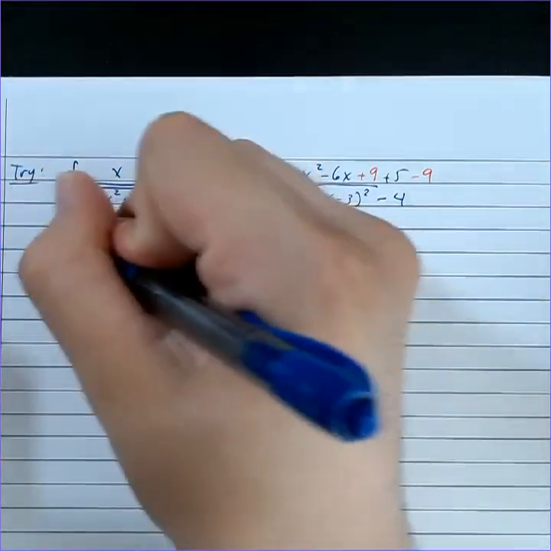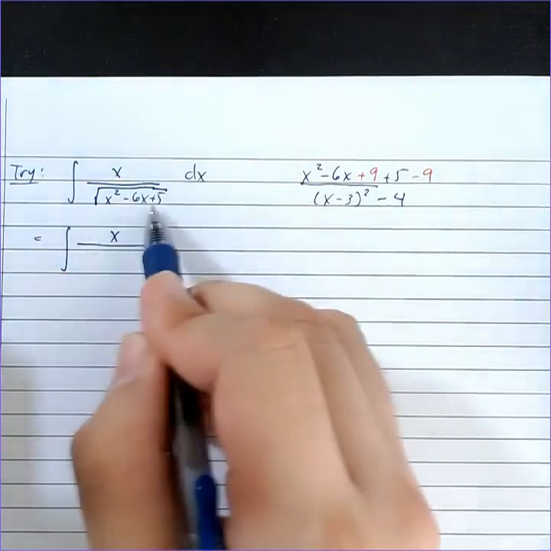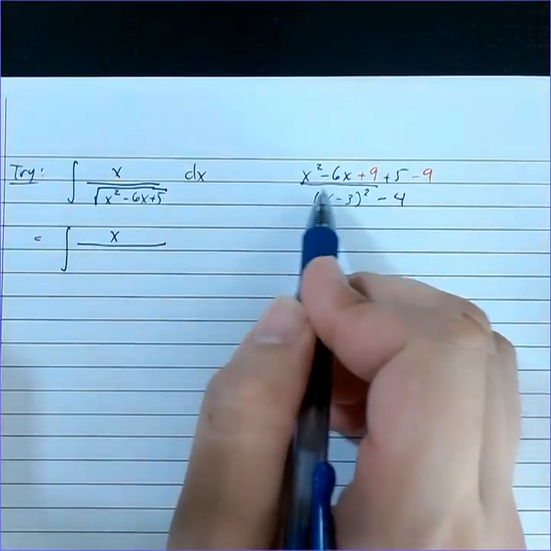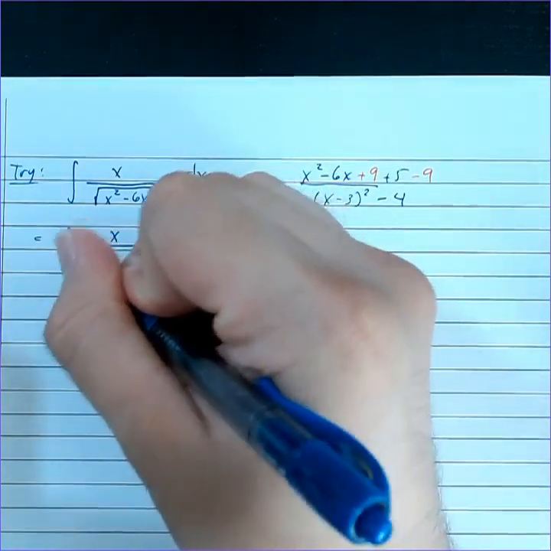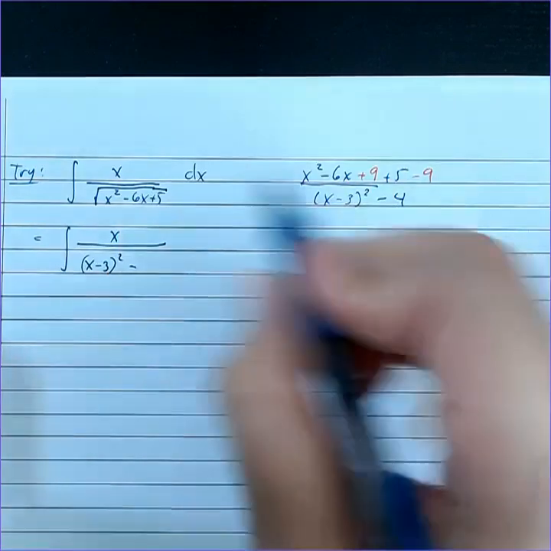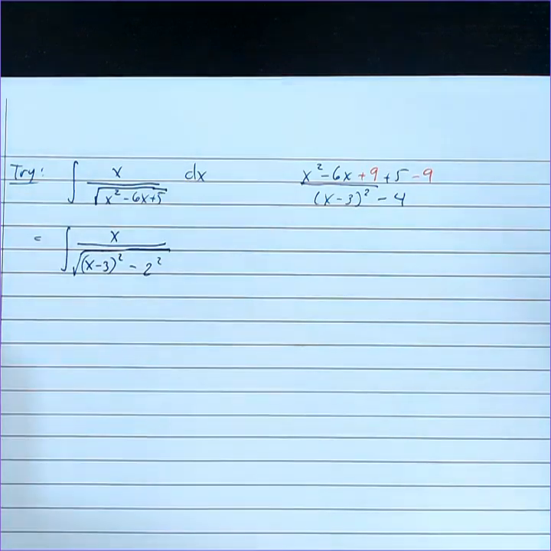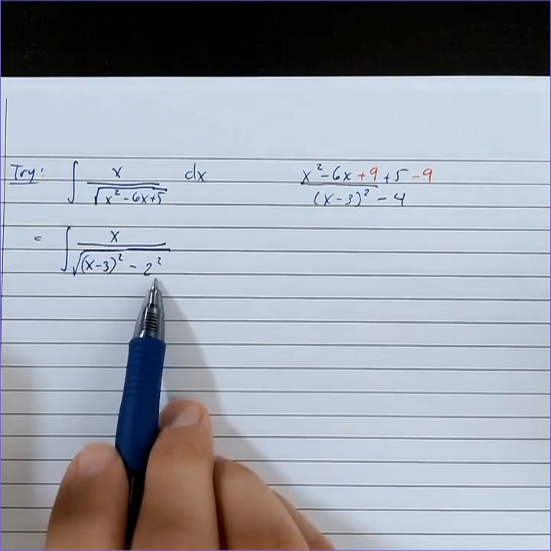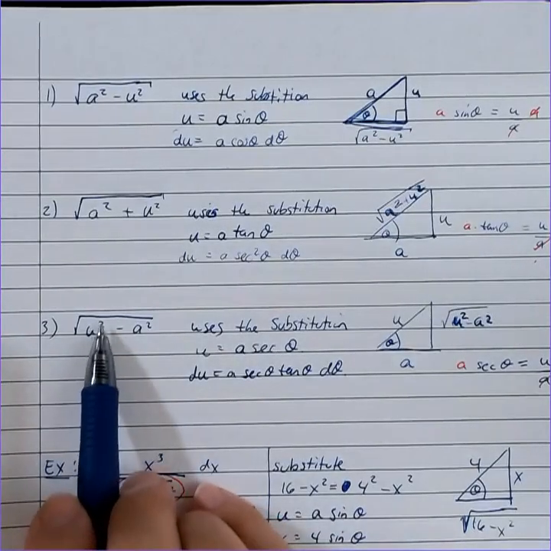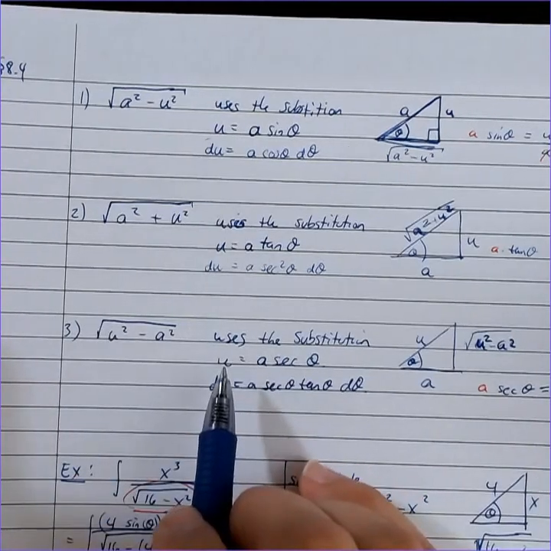So our result of completing the square allows us to write this radicand as this squared minus that squared. So x minus 3 squared, and here I'm going to write it as minus 2 squared. So that's underneath the square root, just like that. So you note that you have variable expression squared minus a constant squared. That's going to be this substitution. Variable expression squared minus constant squared. All right, so we're going to be using this substitution.